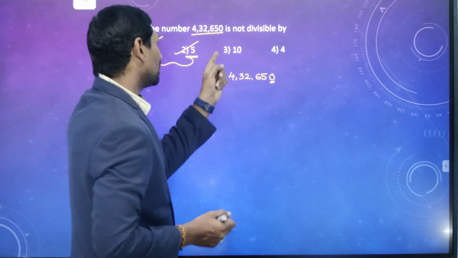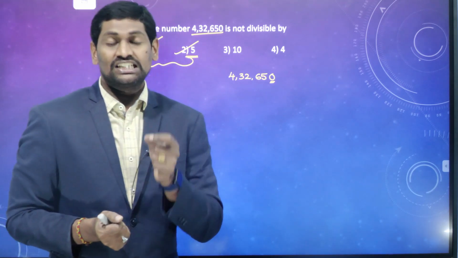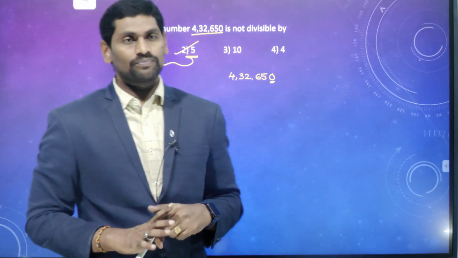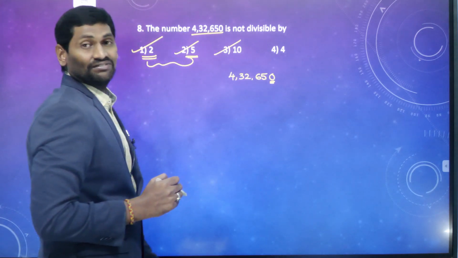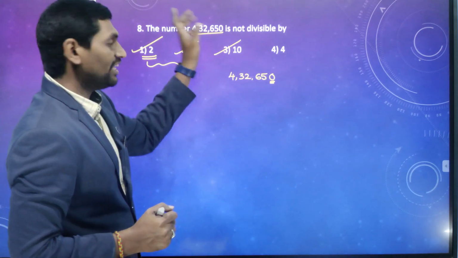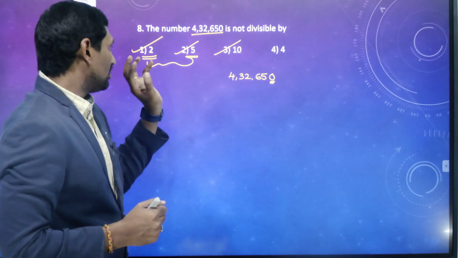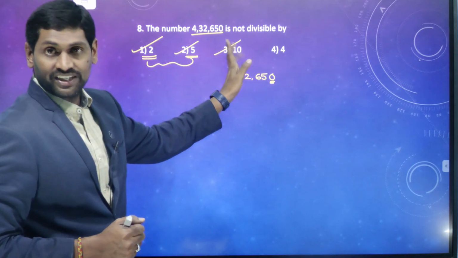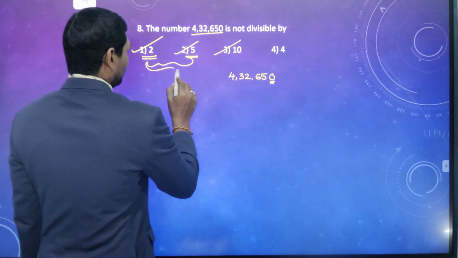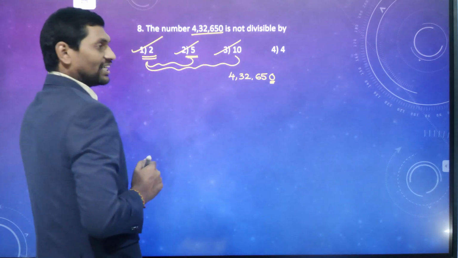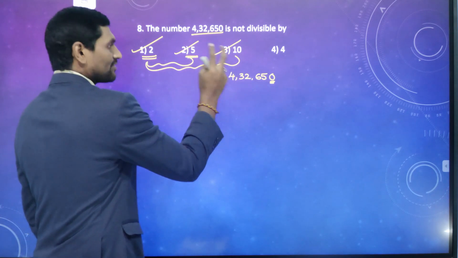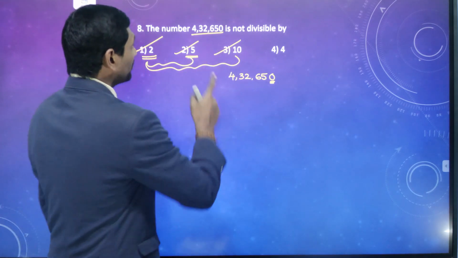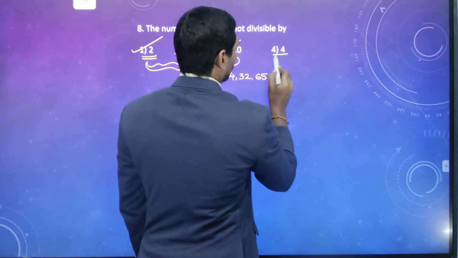Let us move on to the third option. Option number 3 is the rule for 10. What is the rule for 10? Last digit is 0. Yes, last digit is 0. This is also exactly divisible by 10. The given number is also divisible by 10. That means 1, 2 and 5 are exactly divisible, so these three rules are satisfied, but the option which is not exactly divisible, that means 4.